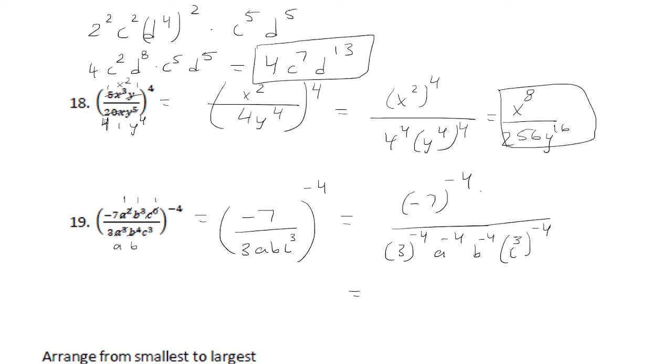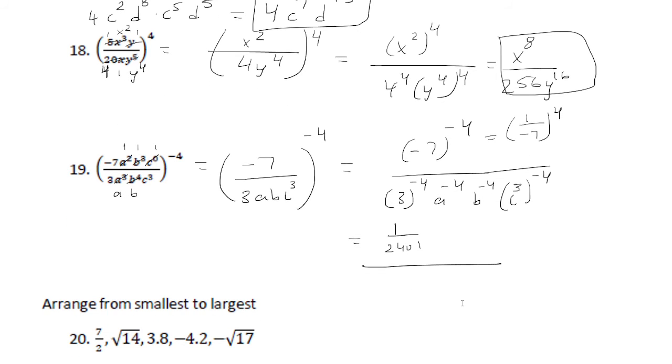The negative is going to make this go in the denominator, so it's really the same thing as 1 over negative 7 raised to the 4th power. And this will be 1 over 2,401 over. Now, 3 to the negative 4th is 1 over 3 to the 4th, which is 1 over 81. A to the negative 4th comes on top with b to the 4th. And then c cubed to the negative 4th is c to the negative 12th, which will also come on top.